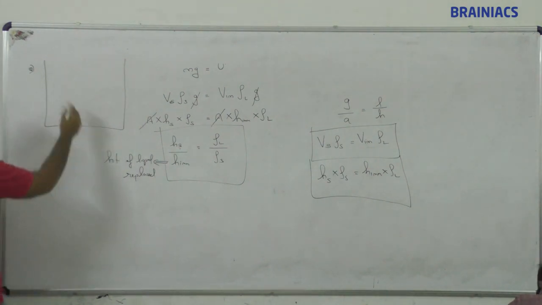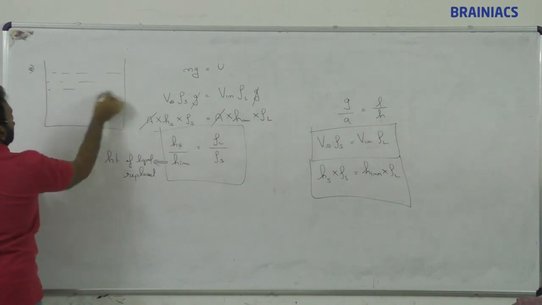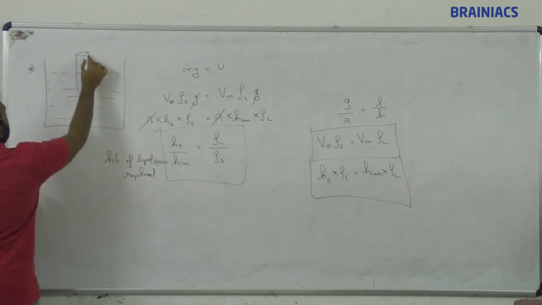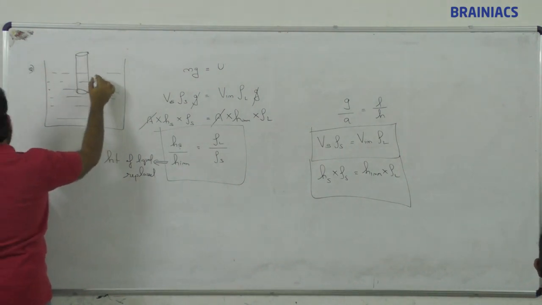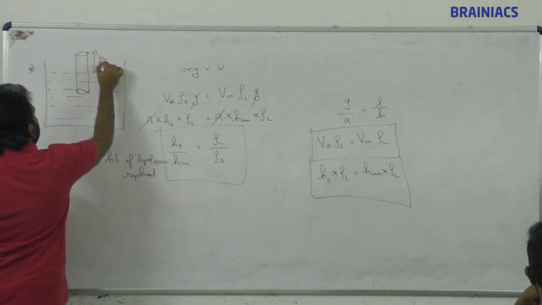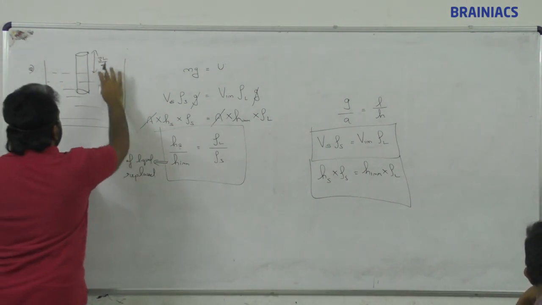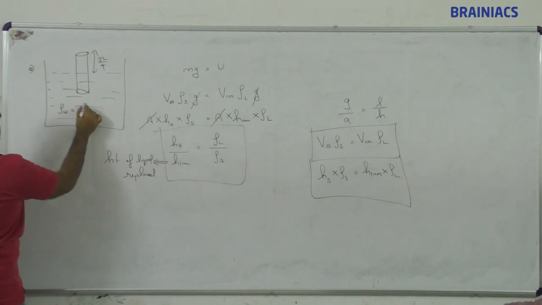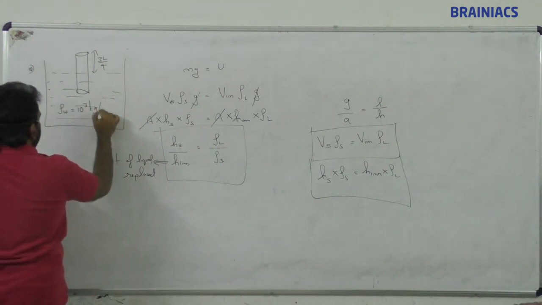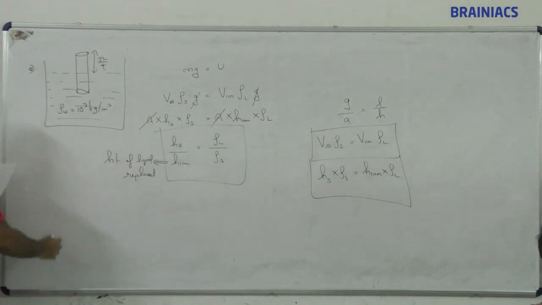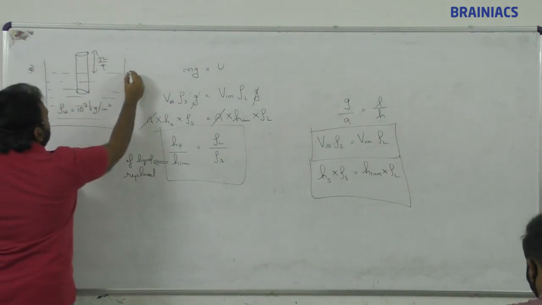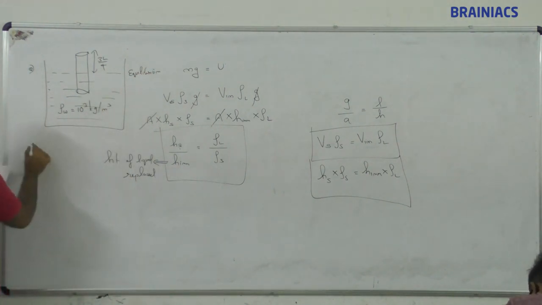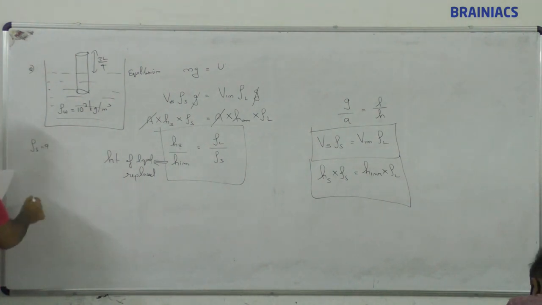Okay, so this is floating. This is floating like this. So here outside is 3L by 4. Okay, outside is 3L by 4. So this is water, 10 raised to 3 kilogram per meter cube. This much is given. This is in equilibrium. What is the density of the solid? That is the question.